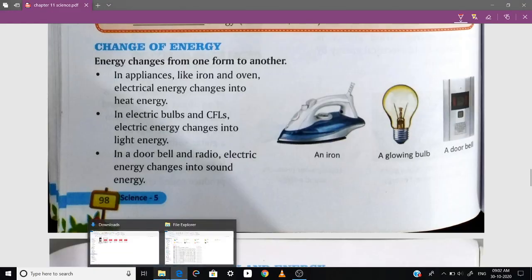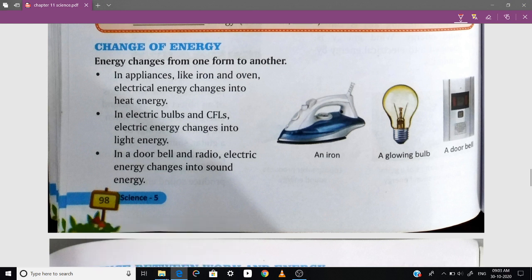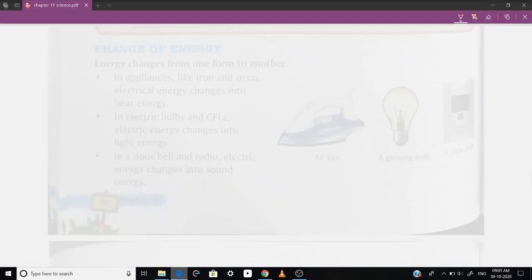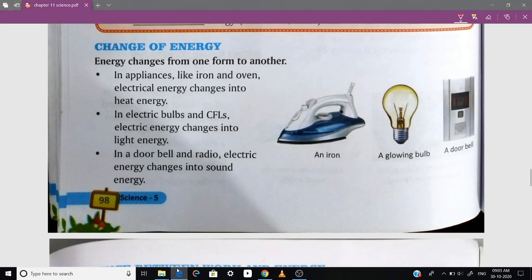Today, I'm going to explain the rest of chapter 11. The name of the chapter is Work and Energy. In the first part, I explained the different forms of energy, and in this lecture, we are going to study the change of energy, how energy gets changed from one form to another. Okay, so let us start today's video.